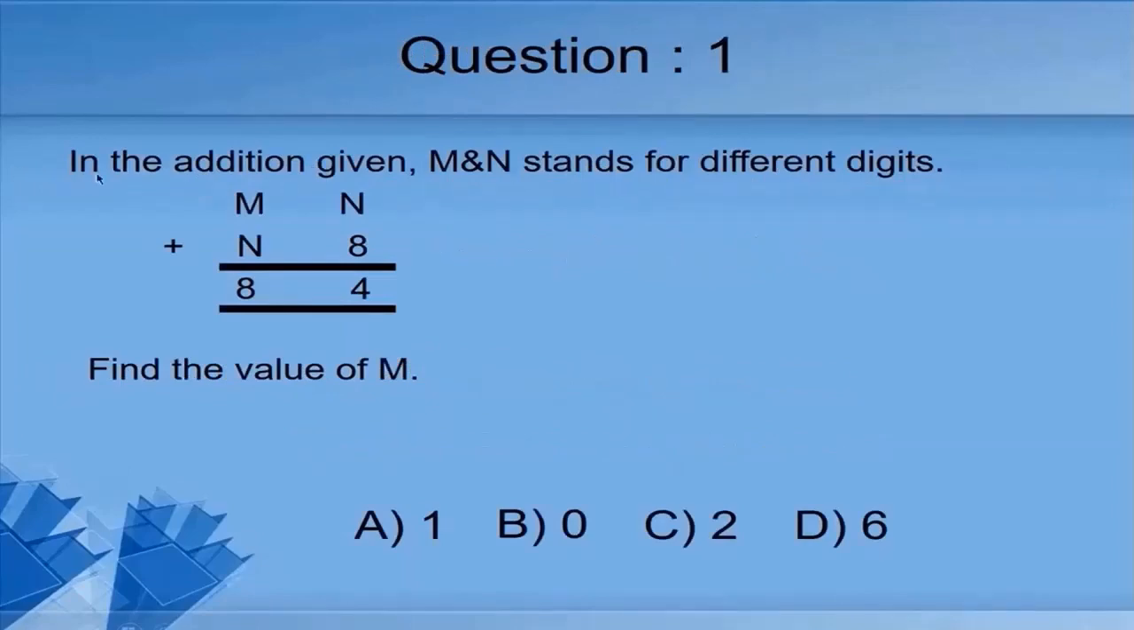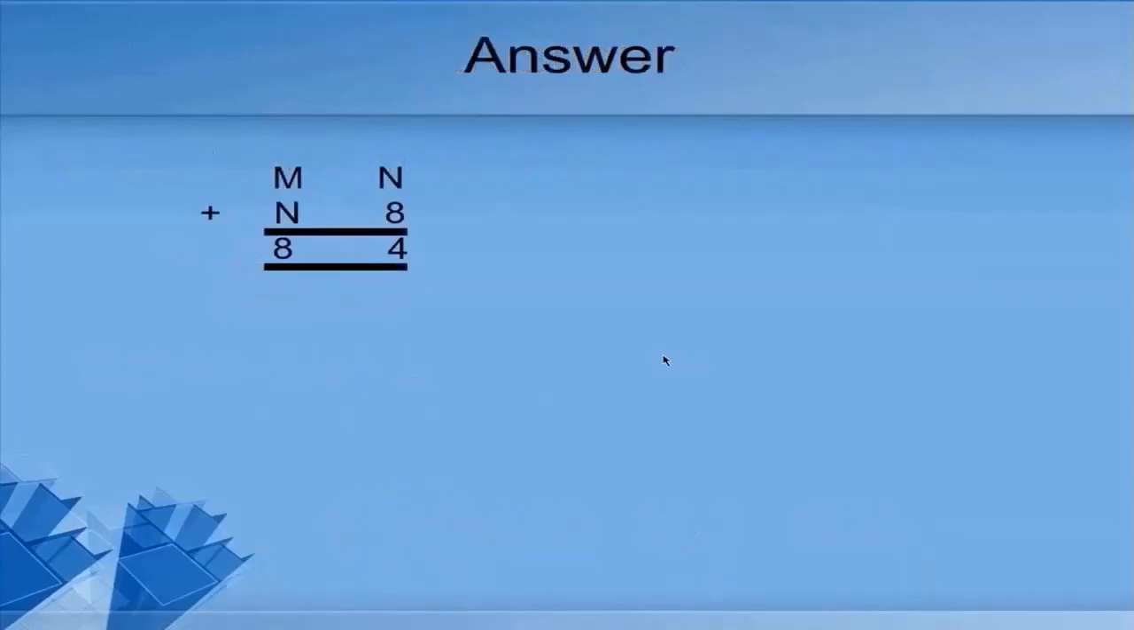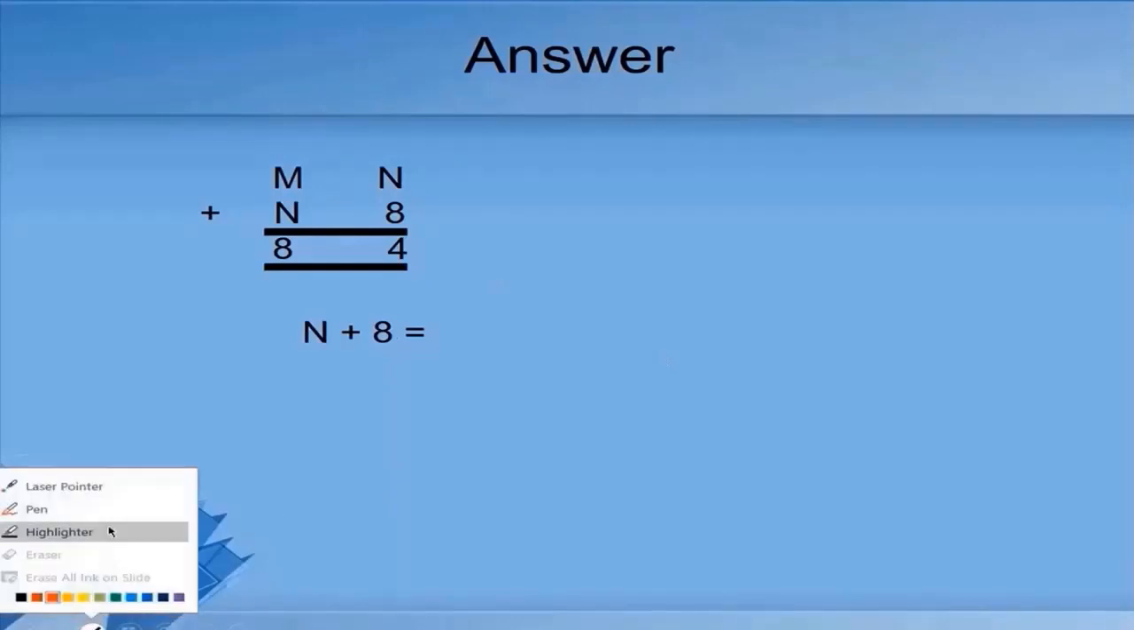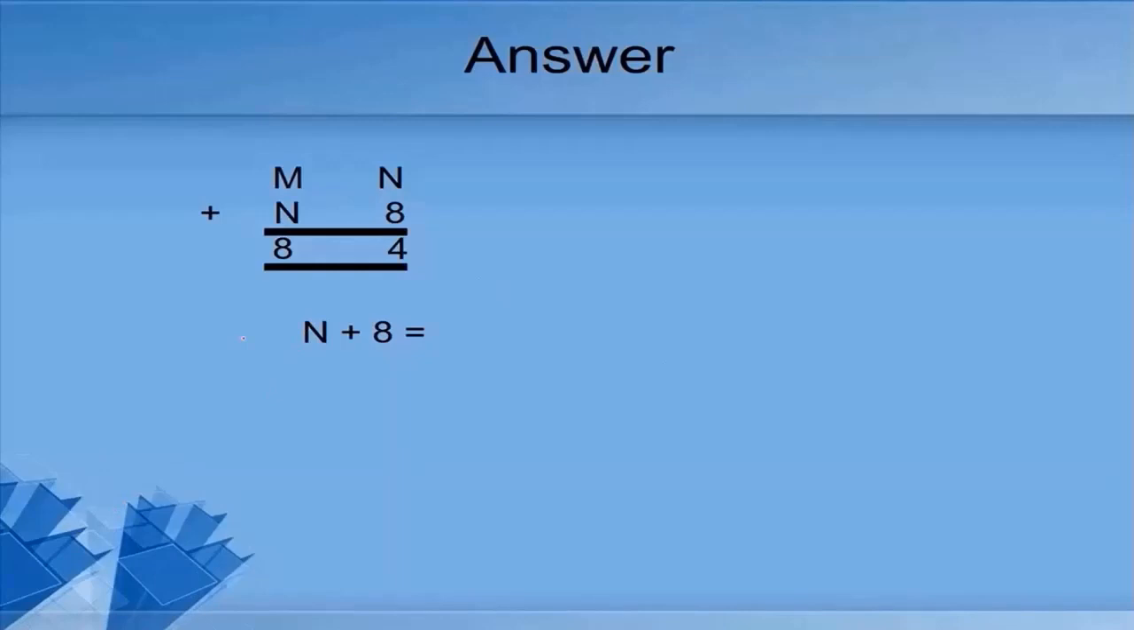Now, question number 1. In the addition given, m and n stand for different digits. Find the value of m. The value of m is 1. Now, let's see how. Here, n plus 8 equals 4. But in the addition facts, it says that the sum is always greater than the number being added, and here it is not greater. So we will assume this as 14. Now n is equal to 6 because 6 plus 8 is equal to 14.